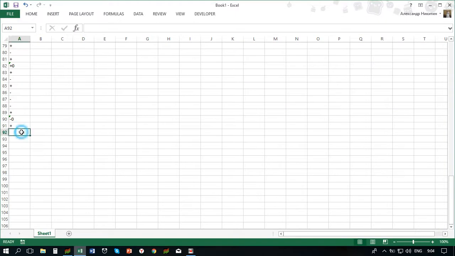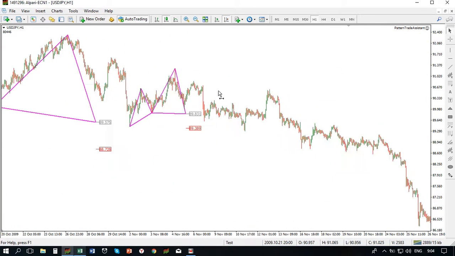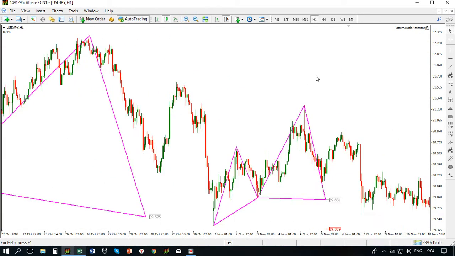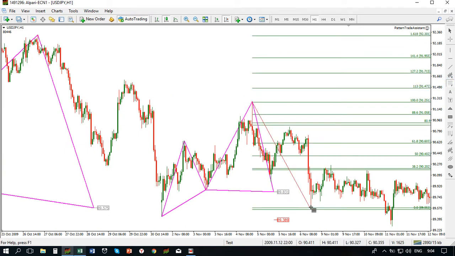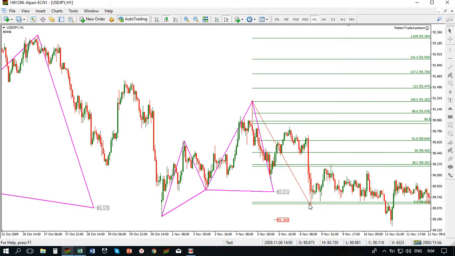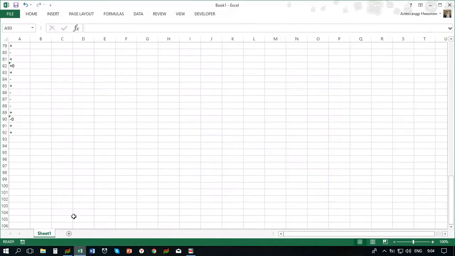Obvious plus. The majority of patterns never complete. So if you buy at C, if you sell at C, waiting for D point to be completed. Sorry. It was 3-2 and then went to stop loss, minus 0.